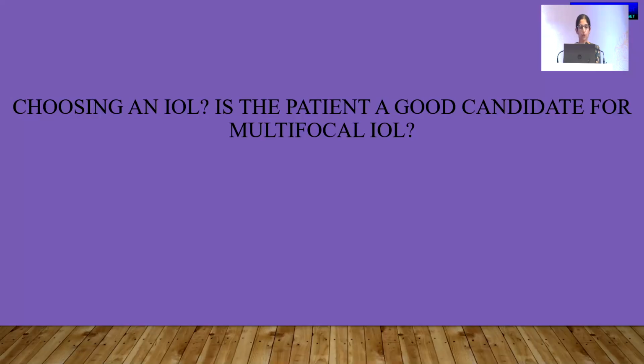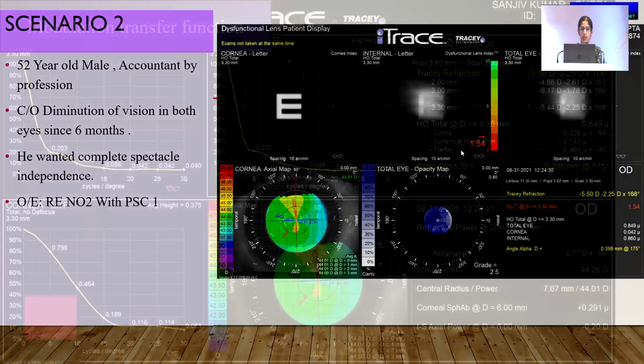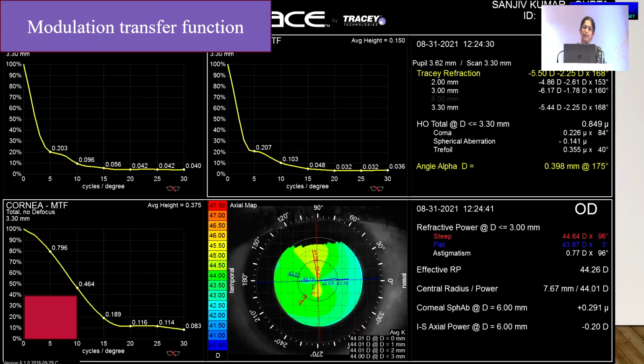Coming to choosing an IOL based on EyeTrace, is the patient a good candidate for a multifocal lens? This was a 52-year-old male, an accountant by profession. He wanted complete spectacle independence. As we can see on the EyeTrace, the internal aberrations are more, and the dysfunctional lens index has gone down. Less than 5 is an indication for cataract surgery. The lens is actually not performing that well, and the same is seen as a decrease in contrast sensitivity. The EyeTrace is dissociating the corneal contrast sensitivity from the lenticular contrast sensitivity, or the internal aberrations. So the MTF because of the lens has decreased.